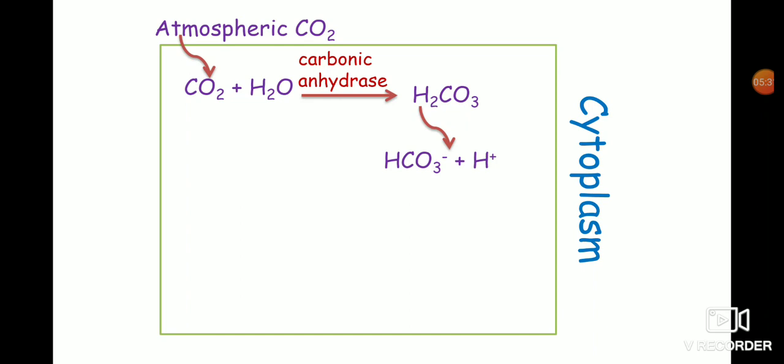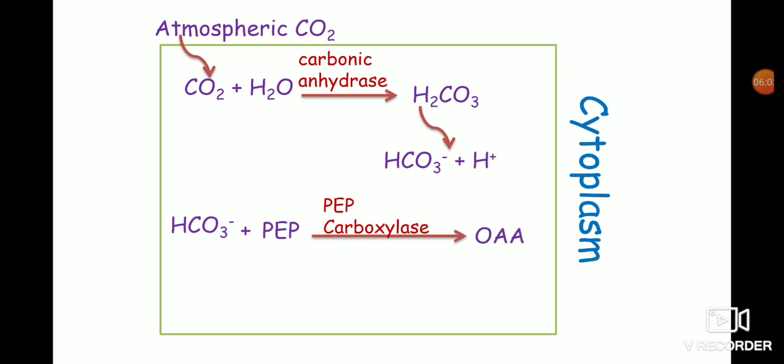PEP carboxylase enzyme is photosynthetically more efficient than RuBP carboxylase, that is Rubisco. PEP carboxylase can accept carbon dioxide even at very low atmospheric concentration. It has more affinity for carbon dioxide than RuBP carboxylase. So the bicarbonate is accepted by phosphoenol pyruvic acid and forms oxaloacetic acid.